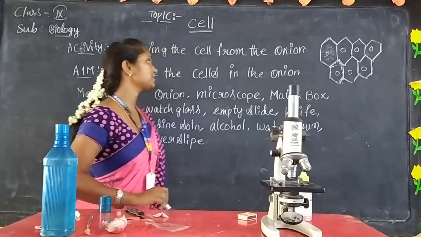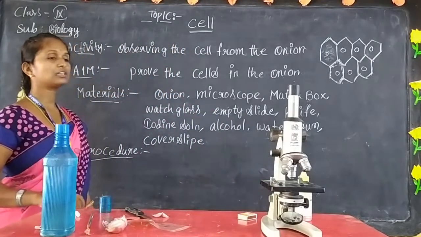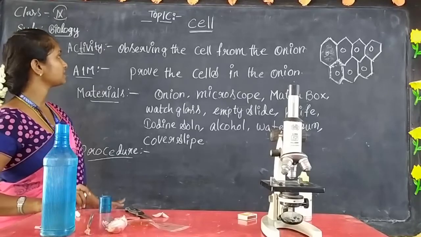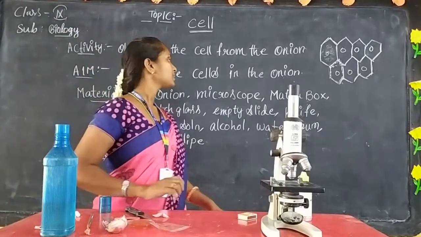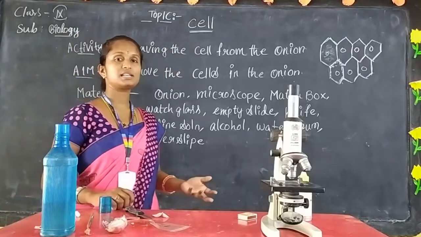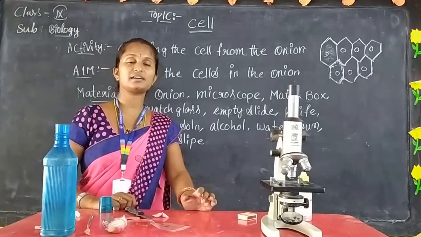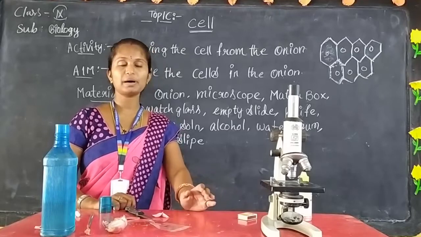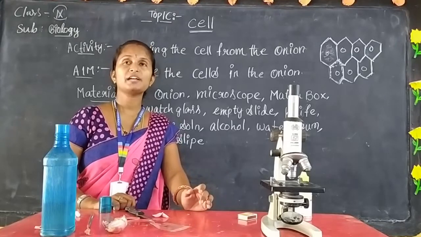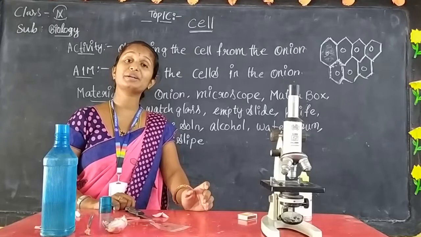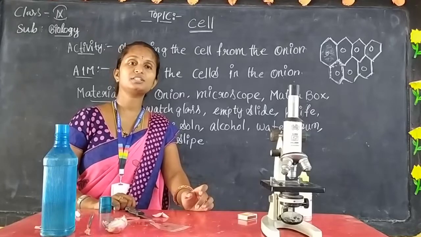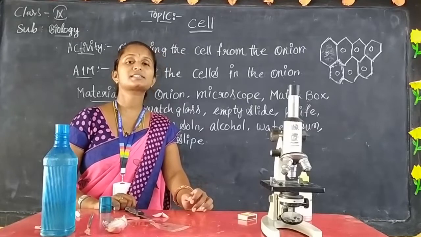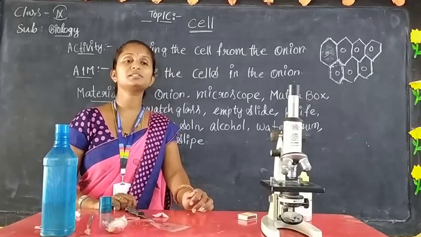Yes, children, today's activity is completed, and finally we concluded that we observed the cell from the onion. And precautions also we discussed. Like this, the scientist Robert Hooke discovered cells from the bark of a plant, and so many scientists discovered cells from different plant sources, and they observed whether all the plant cell structures are the same or not, and they discovered cells from animals also.